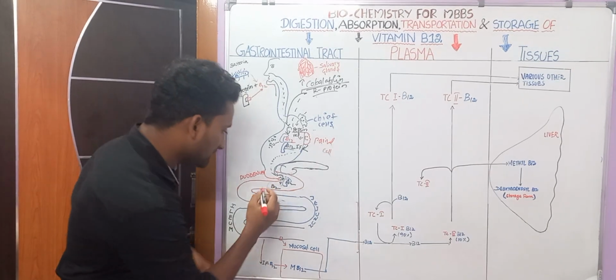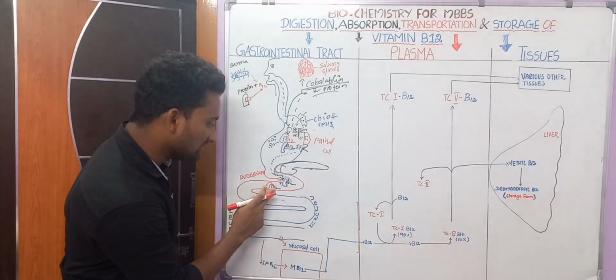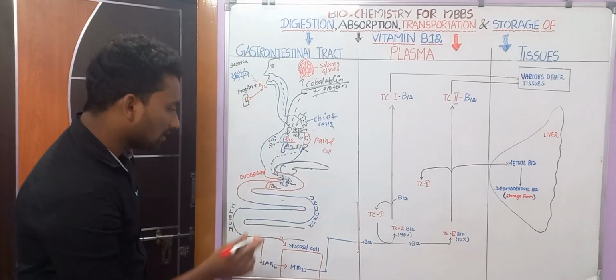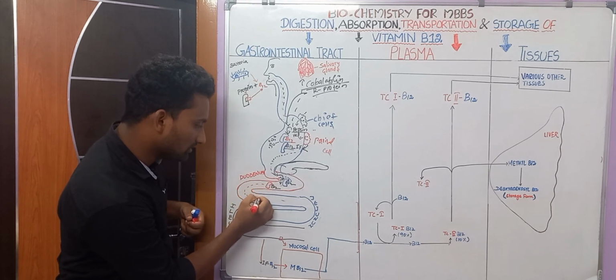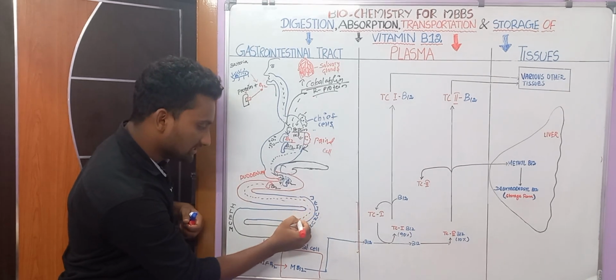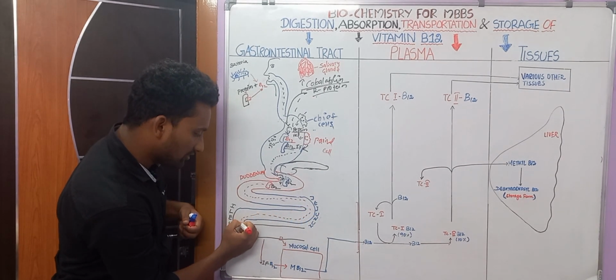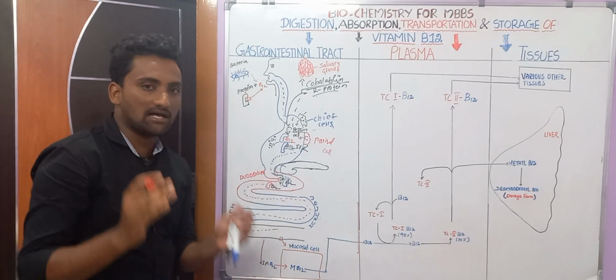Let me change the color. So this is intrinsic factor, and intrinsic factor and B12 is formed. Now this intrinsic factor passes through the duodenum and enters into the jejunum. See here, it passes all the way and finally enters into the ileum part, which is the last part of the small intestine.